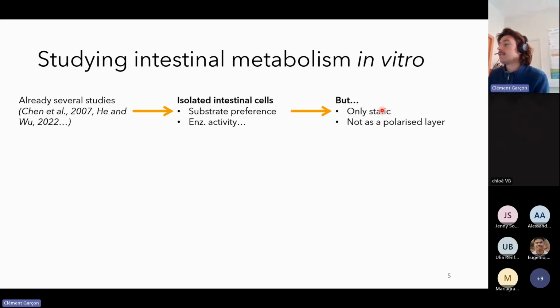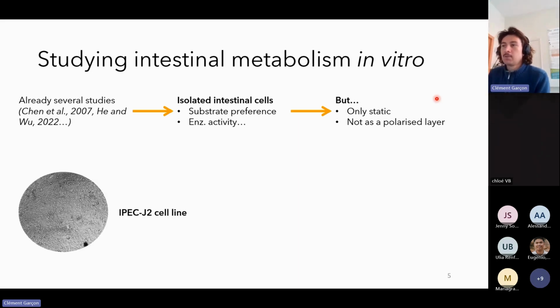And these cells are not used as a polarized layer, so they just incubate the cells in the medium with a molecule of interest, and they look at what they find back at the end. But there is not that polarized layer with apical side, basolateral side, and so on. So it does not really mimic the intestinal barrier well, let's say.